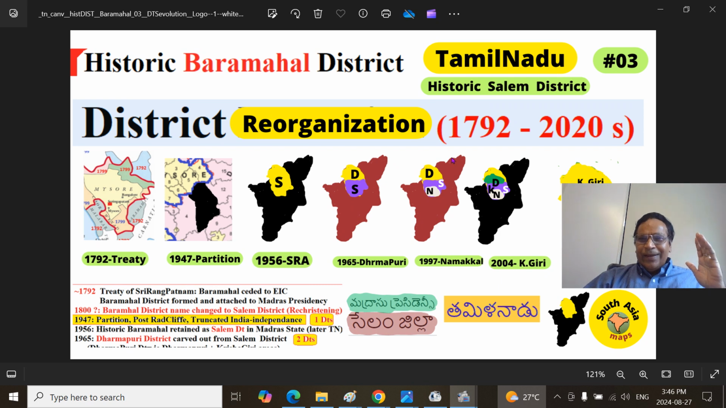Mitrulara, we are continuing our historic Baramahal district series. This is part of the historic districts and cities of Bharat. This gives you a broader, deeper perspective of our motherland, Bharat Mata. Historic Baramahal district is nothing but Old Salem district.